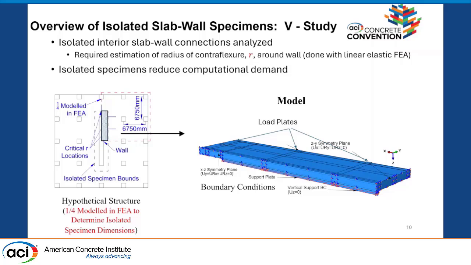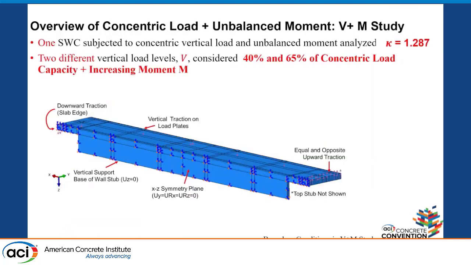And it was a quarter, of course, of the wall for concentric punching, but for concentric load and unbalanced moment, we had to use half of the wall because we had unbalanced moment. And this was the finite element model, with the boundary conditions and loads applied. So basically, the specimens were supported at the wall and loaded by load plates at the slab, at the critical perimeter. And this was consistent with the tests that we calibrated our model on. These slabs on columns were also tested like that.